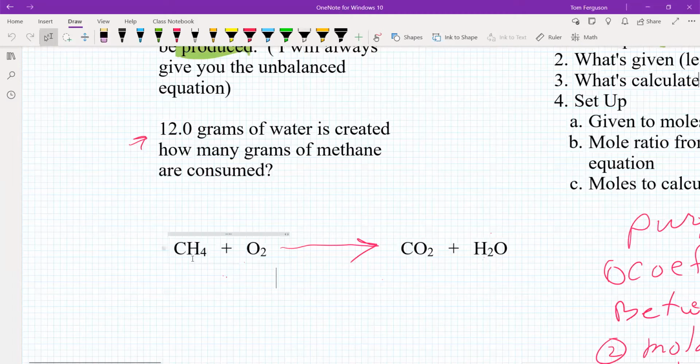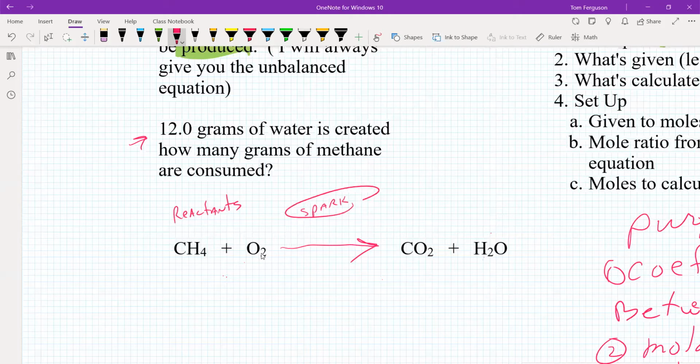So here we have methane, which is CH4, and oxygen gas. Those are the reactants. And of course, we need a little spark. And when you get into 400, you'll talk about activation energy and all that good stuff, which is also known as spark. And that produces carbon dioxide gas and water gas, because it's going to be steam. And this is a gas, that's a gas.